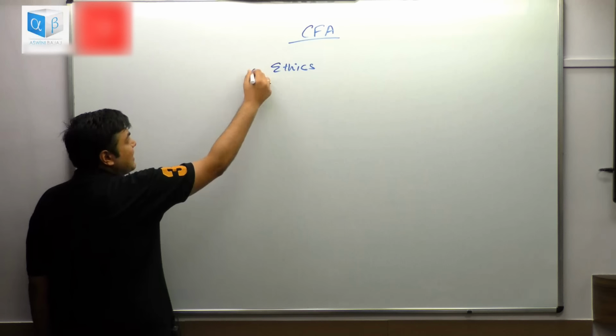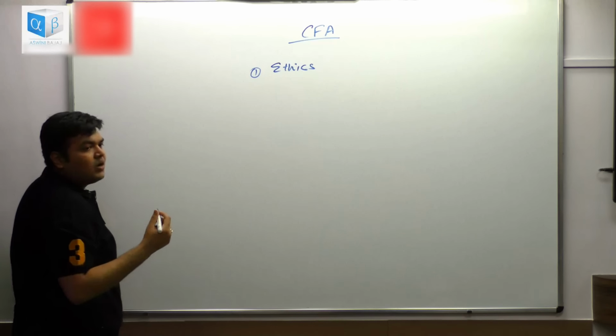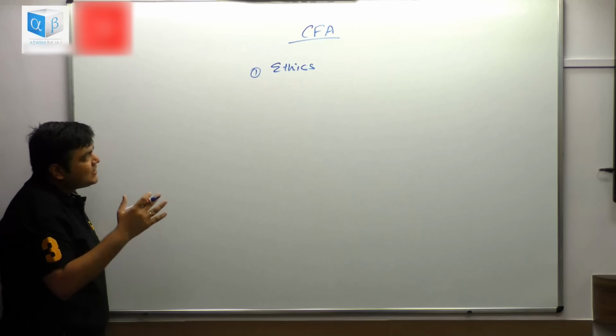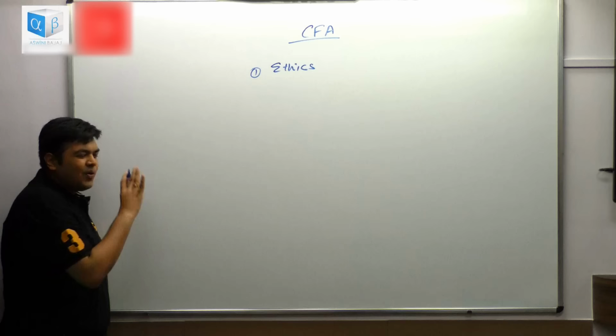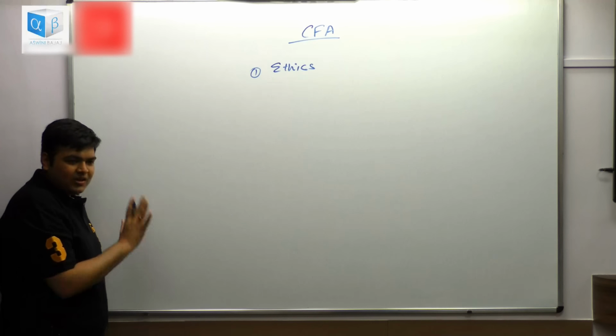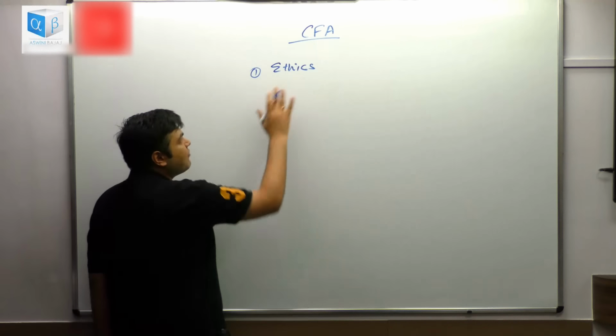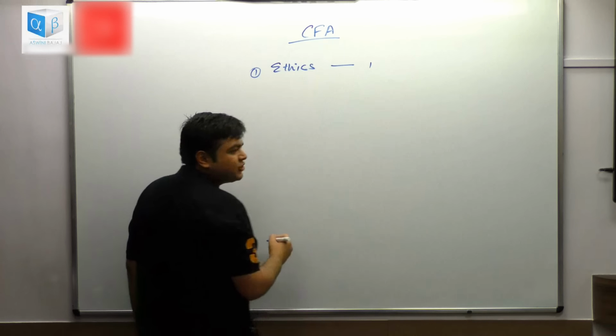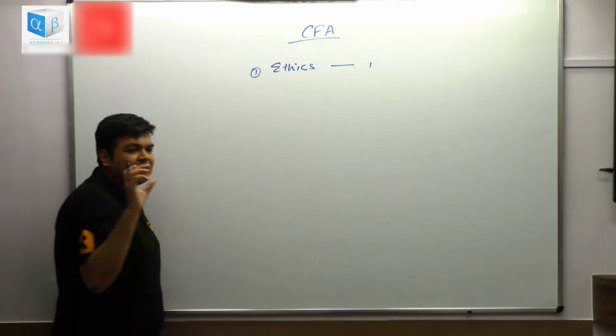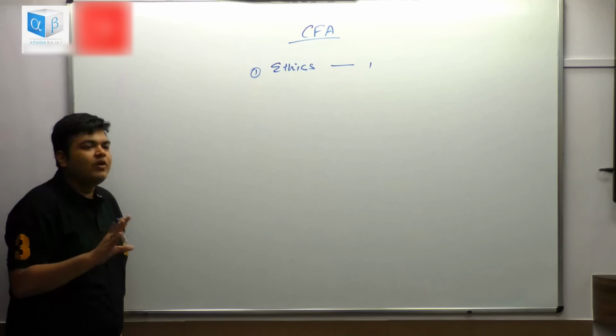Now, out of the 10 subjects, each of the subjects have been divided into study sessions, and study sessions have been divided into readings and the readings into LOSs. It is just terminology that we are using over here. It's nothing hi-fi. So we've got, say for example, ethics as a subject. This subject has got one study session. One study session is basically a group of chapters, which we call readings over here.